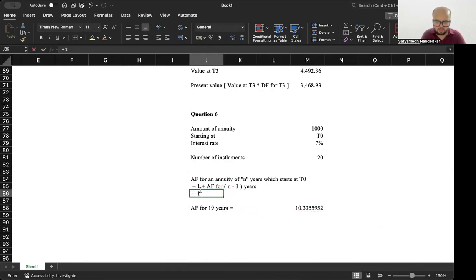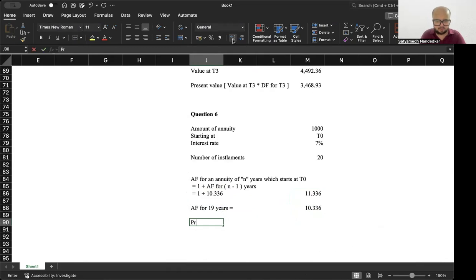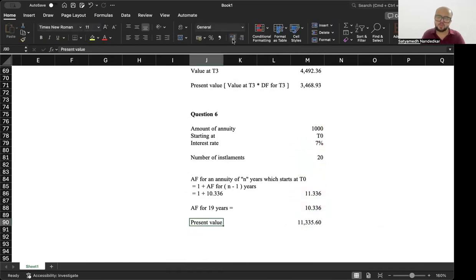So this is 1 plus 10.336. I'm rounding it off to 3 digits after the decimal point, which is 1 plus this number, 11.336. And what is my present value? My present value is 11.336 into 1000, which is 11335.60.